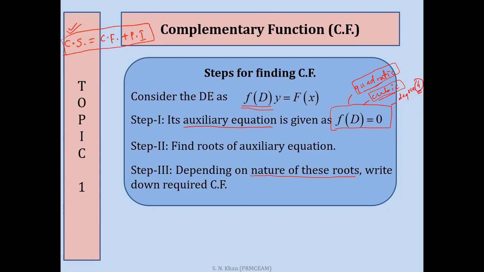So depending on this nature, एक तो मेजर पार्ट हो गया कि रियल रूट हो सकता है या फिर इमेजिनरी हो सकता है, उसमें फिर रिपीटेड वैल्यू भी आ सकता है. So that's why I am saying that depending on the nature of roots we have to write down the required CF. अब ये नेचर को आइडेंटिफाई कैसे करना है and how we have to write this CF, we will see in the next slide.